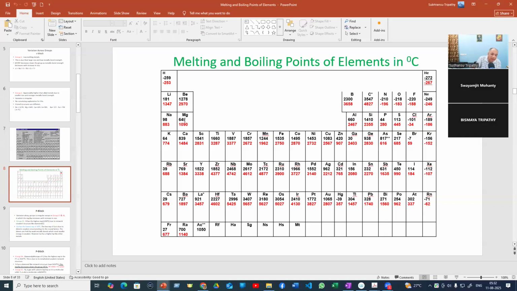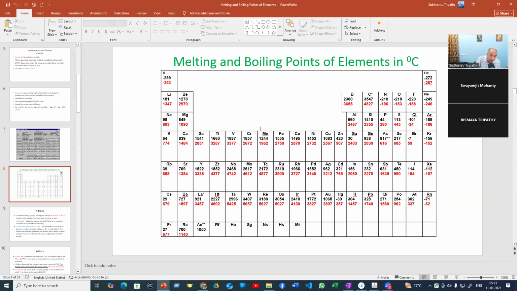So there is no anomaly, but the most important thing is that they are higher melting than alkali metals because their metallic bond is stronger. They have 2 valence electrons. Now see, the transition metals have much higher melting point than other s block and p block elements. Now the highest melting, of course, diamond, forget about diamond.